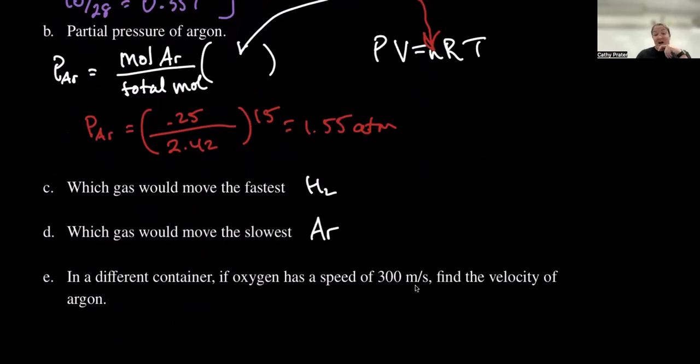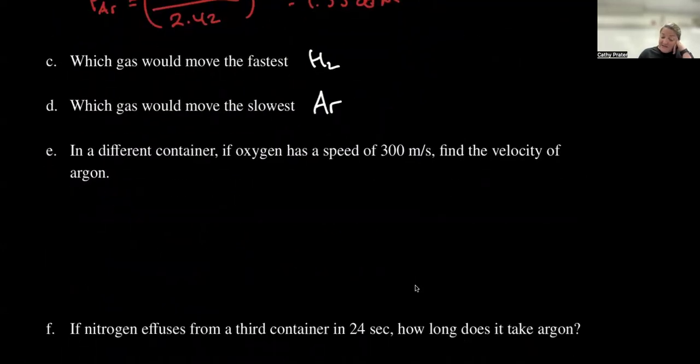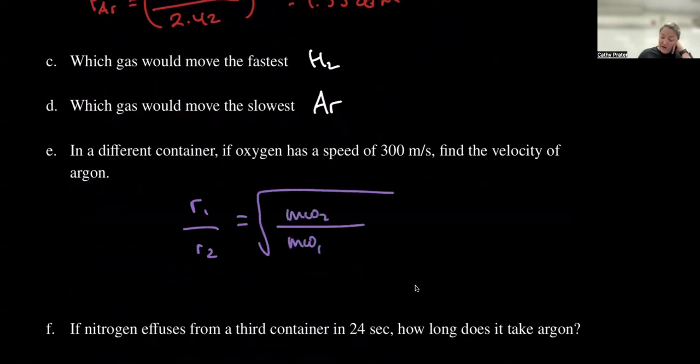In a different container, oxygen has a speed of 300, and we want to find the velocity of argon. So this is a Graham's law question. Rate 1 over rate 2 equals the square root of molecular weight 2 over molecular weight 1. So I want to make sure these are set up diagonal from each other. If oxygen has a speed of 300, it doesn't matter which one I choose as 1 and 2, but I prefer to solve for my unknown up here. It's just more convenient to have the unknown in the numerator.